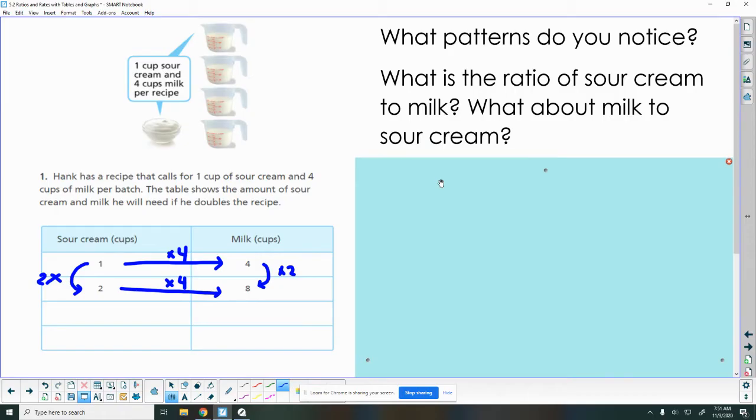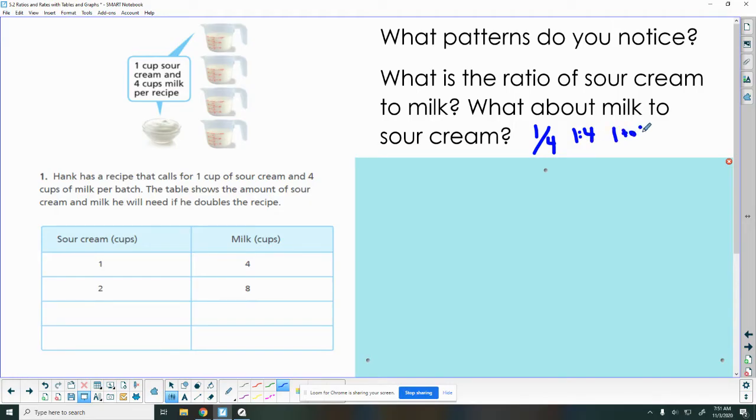So now let's talk about what is the ratio of sour cream to milk. When we have sour cream first to milk, pause and write down what that would look like. So I think it would look like 1 to 4. I could write it 1 to 4, or as a fraction, 1/4. So 3 different ways to write that. So I need a fourth of the sour cream than I do milk. So that fraction kind of helps me think about how much it is compared to the other one.